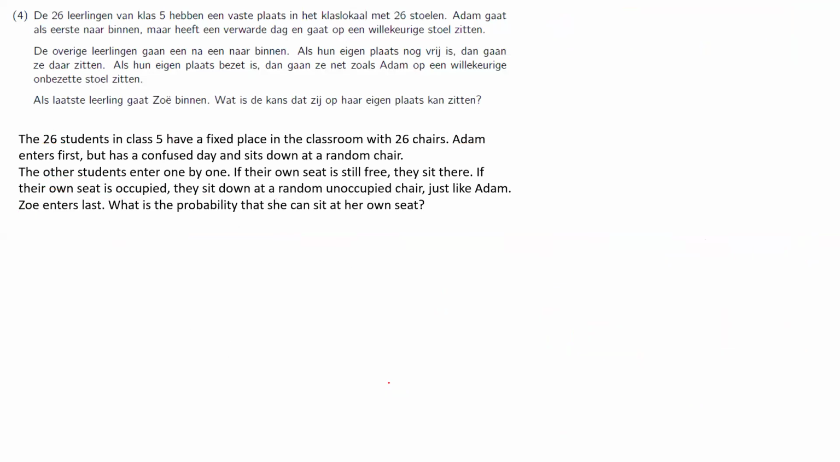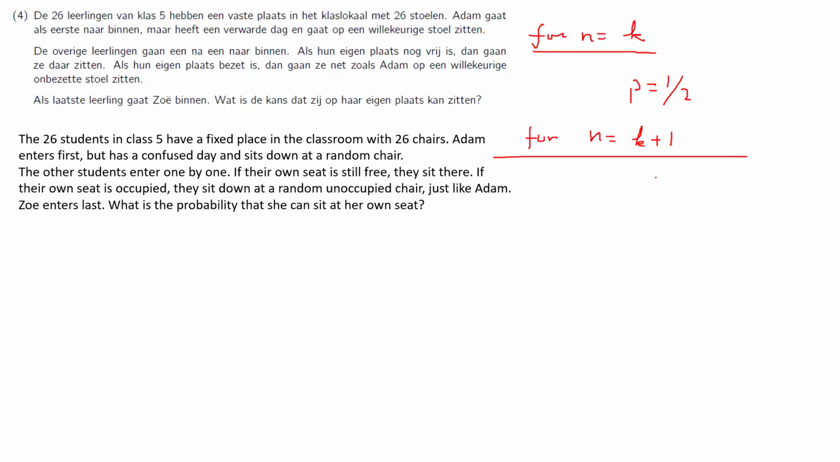Now, we assume our claim or our statement is true for n equals k. Okay, so for n equals k, the P is also half. So that is the assumption step. Now we have to prove that for n equal to k plus 1, the P is also half. We have to show it stands also for this case.